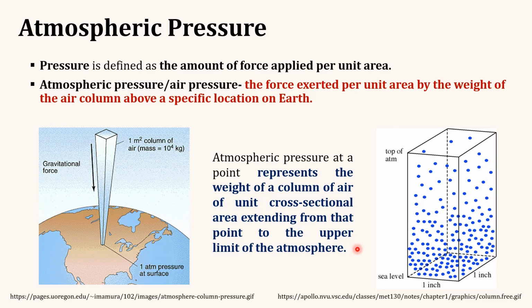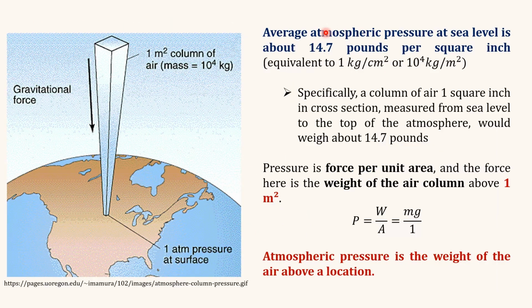As we can see, this column extends from sea level to the top of the atmosphere. If there is a column of air 1 square inch in cross section measured from sea level to the top of the atmosphere, the air would weigh about 14.7 pounds. Thus, the average atmospheric pressure at sea level is about 14.7 pounds per square inch. This value is equivalent to 1 kg per square centimeter or 10^4 kg per square meter.